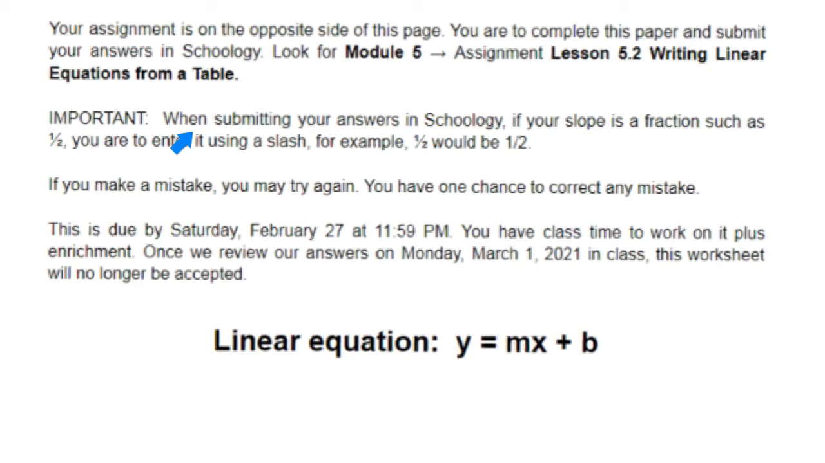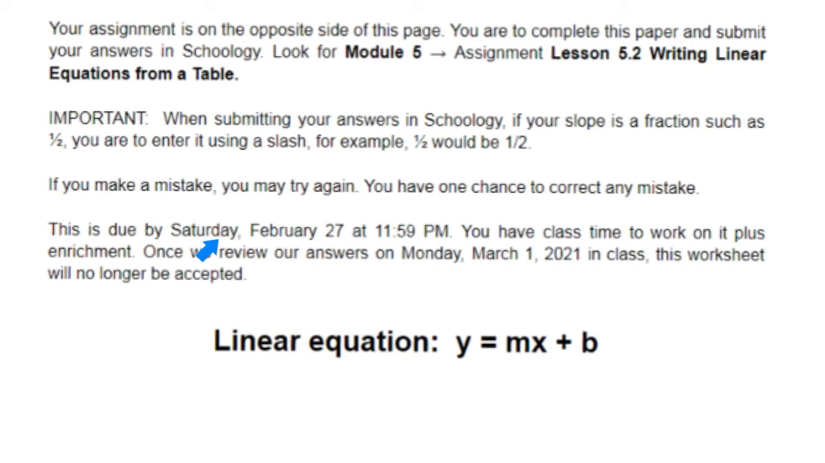Important. When submitting your answers in Schoology, if your slope is a fraction, such as 1/2, you are to enter it using a slash. For example, 1/2 would be 1/2. If you make a mistake, you may try again. So at the end of this, when you submit it, it typically gives you your total. So if you don't get 8, then there's a mistake someplace. So you can go back and try to look for a mistake. You have one chance to correct any mistake.